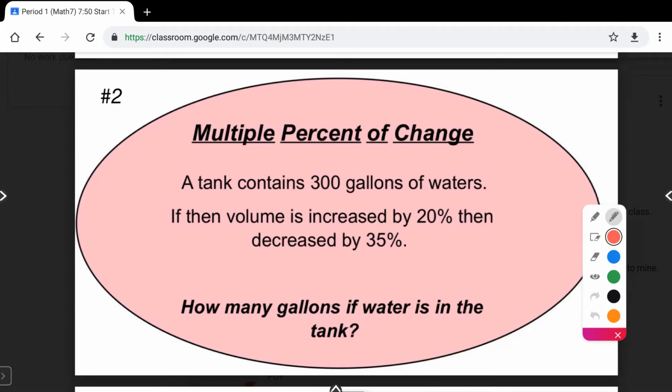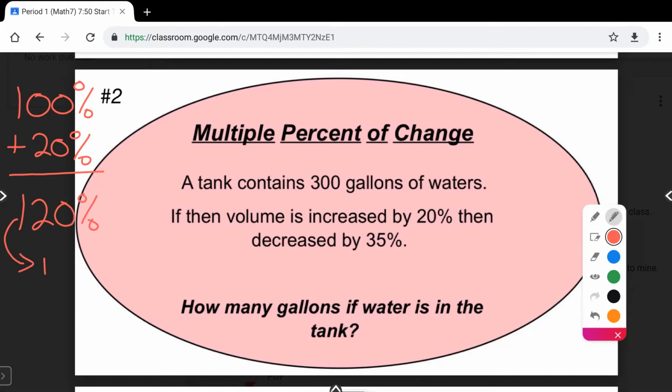So let's get to this, all right? Each time you have an increase or decrease, each time you do a percent of change, you do the same step first. You start with 100%. Now, we're going to do our increase first. Increase means plus, so we're going to add 20% to that. That's going to give us 120%. And remember, we don't do anything with percents. Anytime you have a fraction or percent, you always make it into a decimal. And when you make it into that decimal, it has a name, and that name is the multiplier. So that's my first multiplier, my increase by 20%.